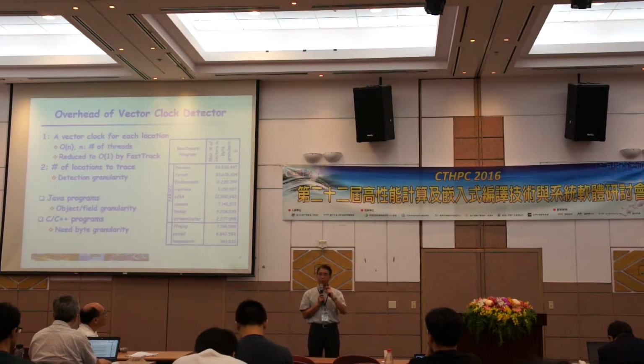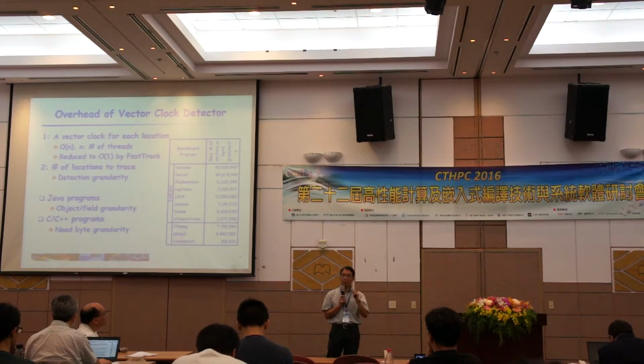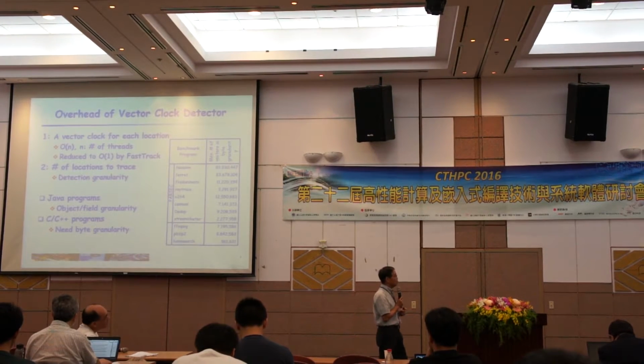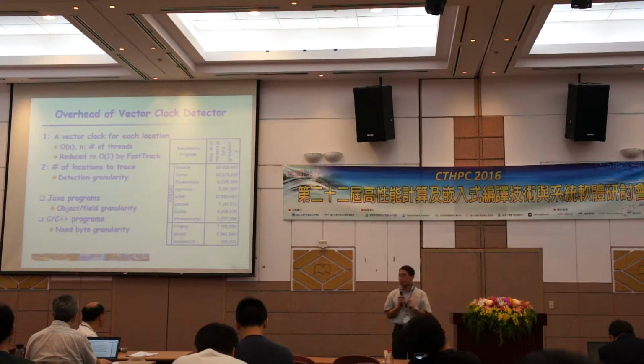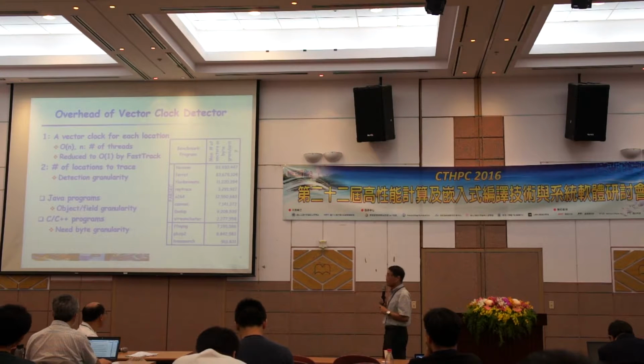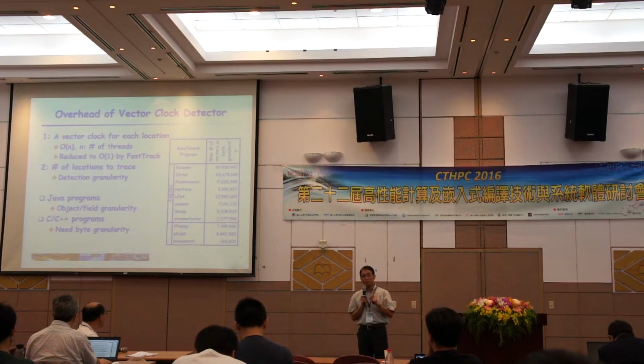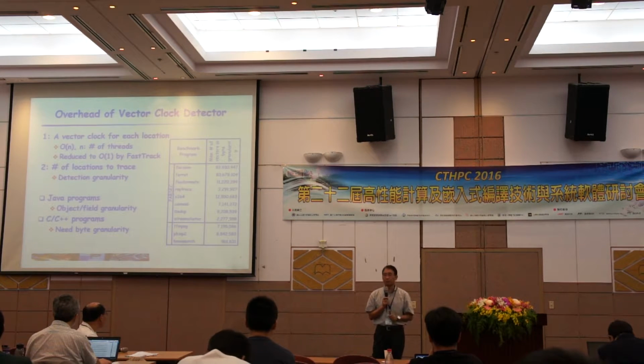So if our memory footprint for the shared variable is 1 megabyte, then I have to keep tracking 1 megabyte. That becomes a big problem. So the diagram basically shows for those benchmarks, if I use byte granularity, then I have to create a vector for each byte. That is how many vectors I need to keep. Okay?